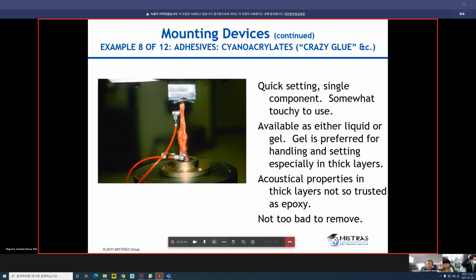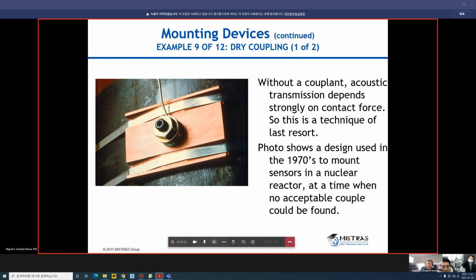Yeah, but your specimen is too small. Yeah, of course. And this is an example of dry coupling. But you see, this is a very big pipe. And they are using metallic straps here. Where is the sensor in this picture? This is the sensor. Only the square. This part is just to hold the sensor.